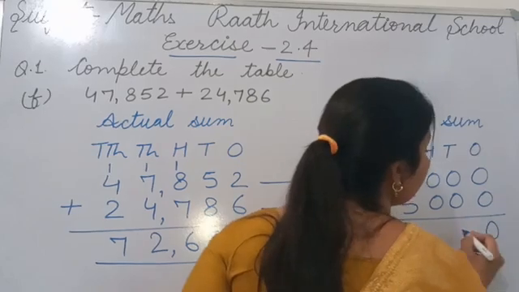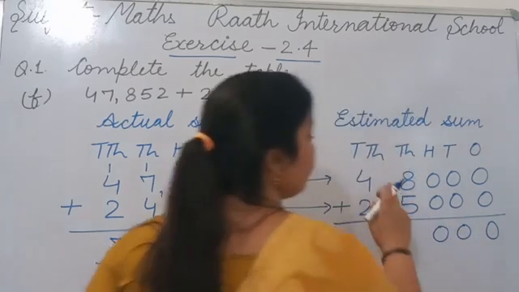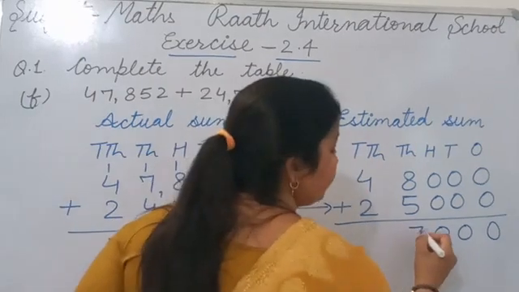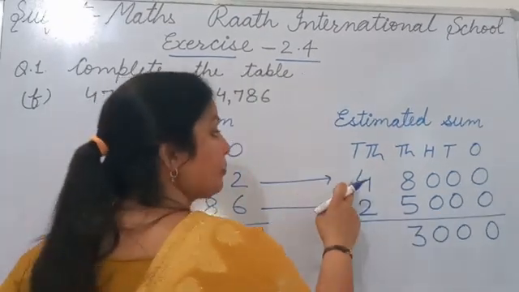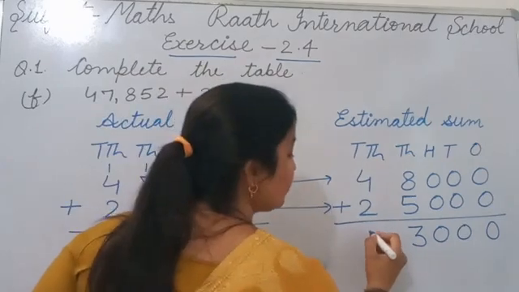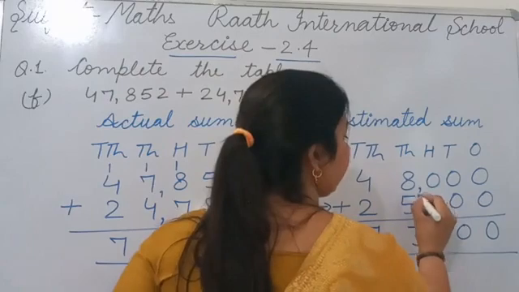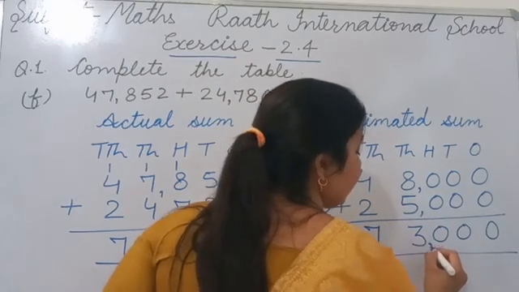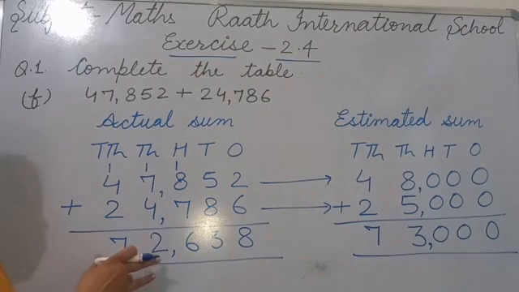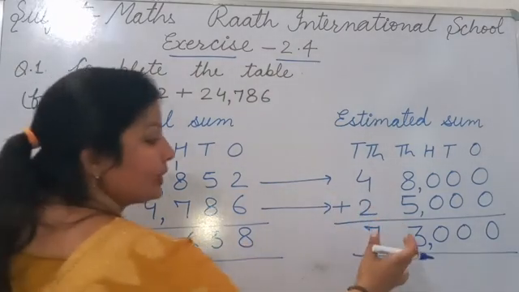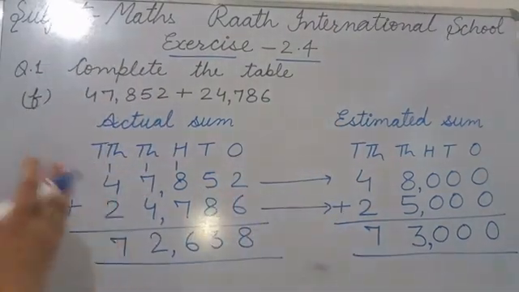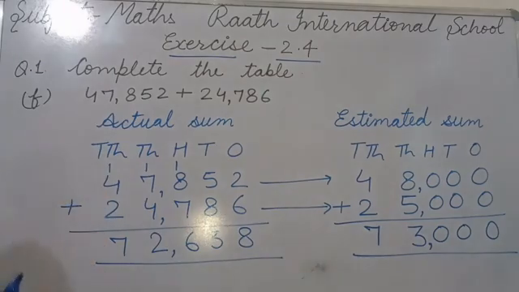So there will be 0, 0, 0. Now 8 plus 5, 13. We write here 3, 1 goes carry. Now 4 plus 1, 5. 5 plus 2, 7. So now our answer becomes 73,000. As we know, 72,638 is near to 73,000. So this is our estimated sum. Okay, so the same way you will do it. The F part we have done here. G and H are also the same. They are 5-digit numbers, so you will do those yourself.